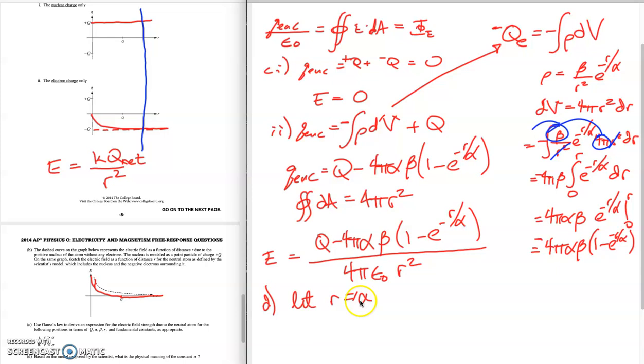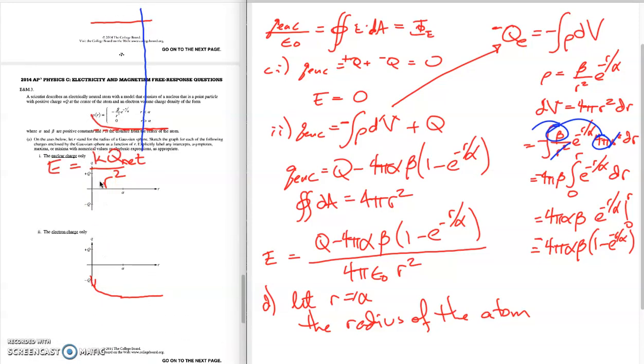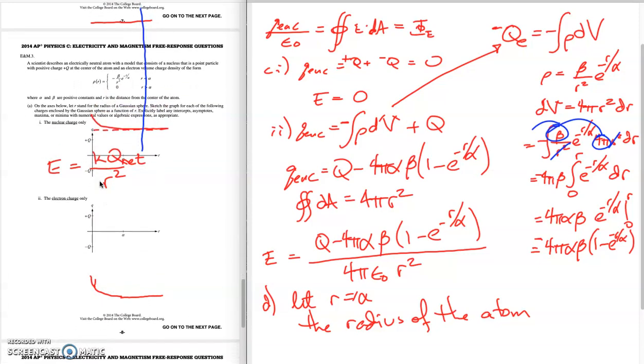So r equal to alpha is the radius of the atom. Because once you get outside of that, you've enclosed all of the charge and there's nothing left. And what you see is an electrically neutral atom. And I'm pretty sure they hinted at that back up here. Scientists describe an electrically neutral atom. So this is an attempt at a mathematical model that will give us Q enclosed equal to 0 once we get to the radius of the atom, which is alpha.